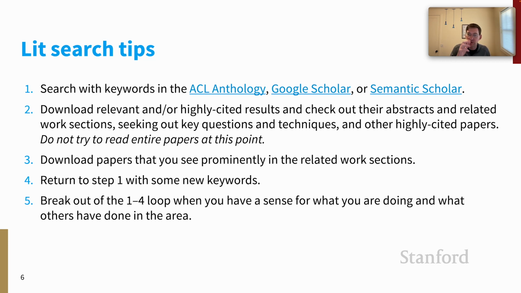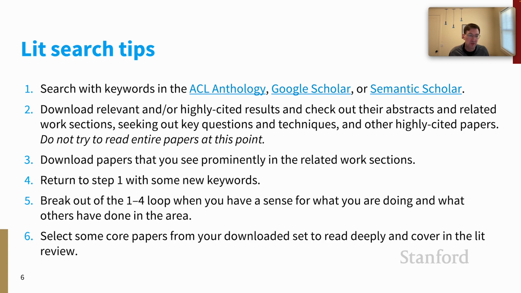You'll start to iterate around in a few papers that you think are clearly important. Maybe some new directions will be suggested by the other papers that are in your set. Now you've got the basis for thinking about a selection for the lit review. At that stage, you select some core papers from that downloaded set, and finally you read those deeply and you cover those in the lit review.